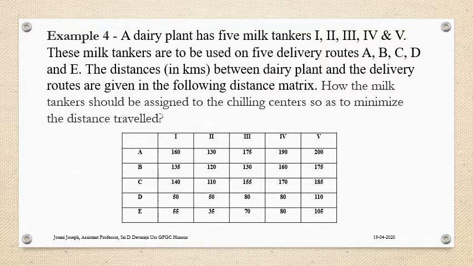Another example: a dairy plant has 5 milk tankers 1, 2, 3, 4 and 5. These milk tankers are to be used on 5 delivery routes A, B, C, D and E. The distances between the dairy plant and the delivery routes are given in the following distance matrix. How should the milk tankers be assigned to the chilling centers so as to minimize the distance travelled? This is the cost matrix, or the distance matrix, given. So we have to use the Hungarian method to find the optimum, or the best possible, assignment.